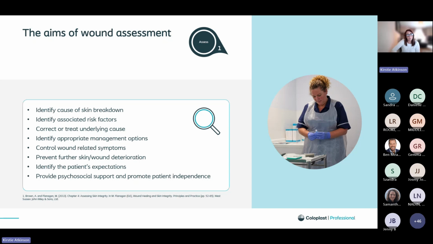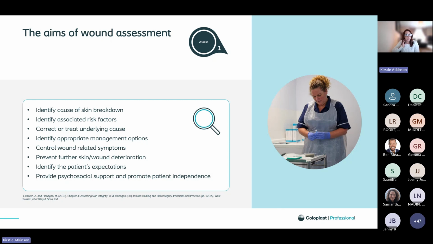We also need to control the wound-related symptoms. So if you're assessing your wound and you can see it's really high in exudate, it's really important that your treatment objective is to manage that and to get control of that, because, as we'll come to in slides, if we don't get on top of exudate, it can cause the wound to break down further. It can cause issues to the wound edge and the peri-wound skin as well, which will then make your wound even bigger.